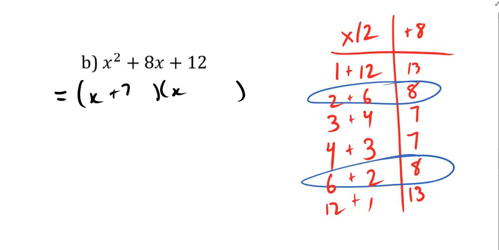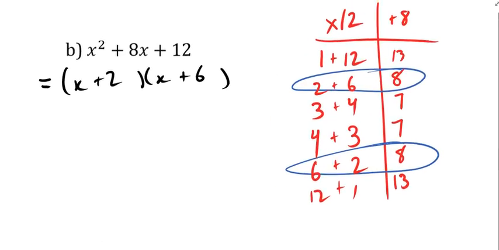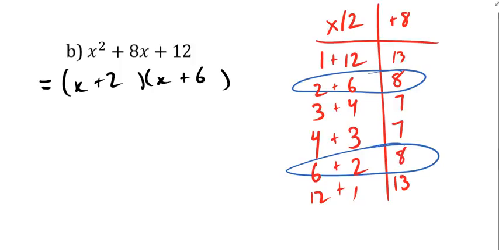X plus 2 and x plus 6, or x plus 6 and x plus 2. Same thing. So if you can't just get the numbers, which for the easy ones I know you can, but sometimes they get harder and you can't, learn how to write the table. But by the end of this unit, you probably shouldn't be using the table anymore. It's slow, and you eventually want to get really good at this.